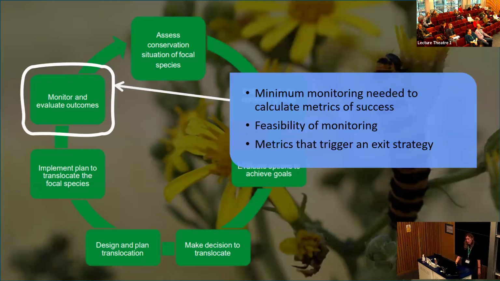And monitoring. As conservationists that are limited by funding, ideally we want to know the minimum we need to do in order to calculate whether we're successful and to monitor the species so that we can get an estimate of survival. Feasibly, it's really important to talk to both the statisticians and the conservation side in order to work out if that monitoring could be done and if the data from it is actually useful. And yeah, the metrics that would trigger an exit strategy.